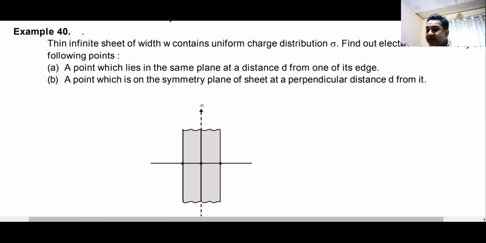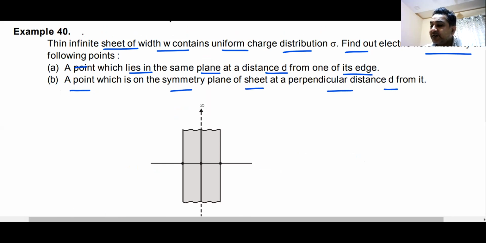Okay, now you have this question. Thin infinite sheet of width W contains uniform charge distribution sigma. Find out the electric field at a point which lies on the same plane at a distance D, and at a point which is on the symmetry plane at a perpendicular distance A. So basically one point lies here somewhere from one of its edge, and the other point lies above this sheet at a distance D. Now how do you solve this question?